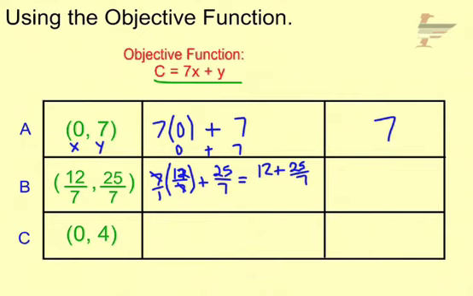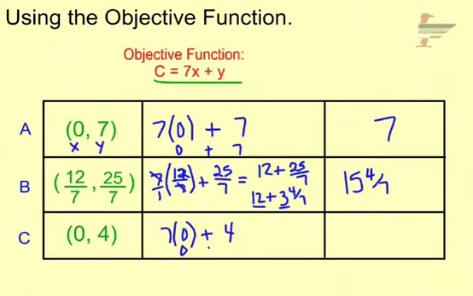One way we can do this is we can say, well, 12 plus 25 sevenths, as a mixed number, is 3 and 4 sevenths. So we can add the 3 and the 12 together and we get 15, and then add that 4 sevenths, so 15 and 4 sevenths. And then last we have vertex C, so 7 times 0 plus our y, which is 4. So we have 0 plus 4, and we have a value of 4.